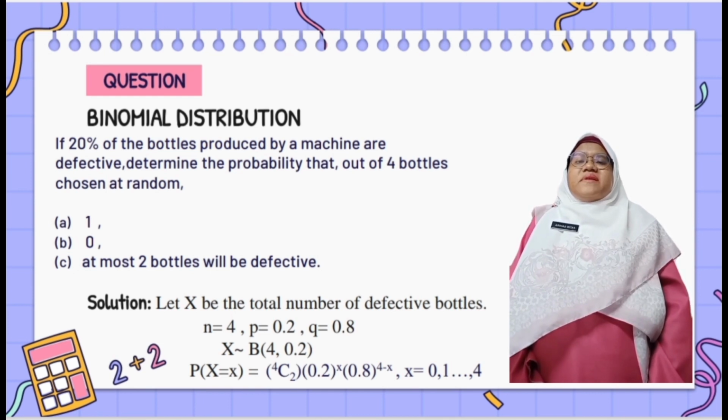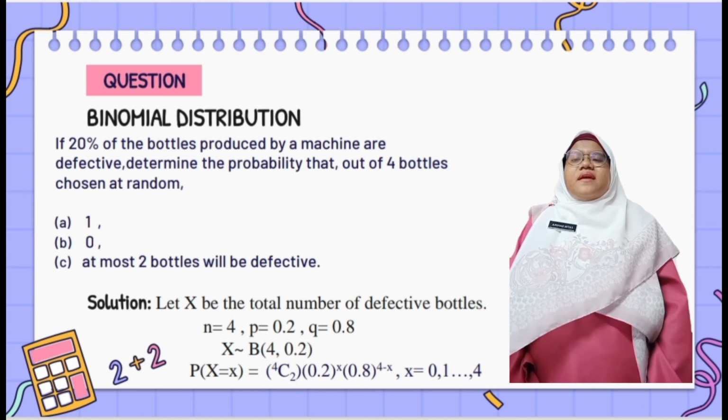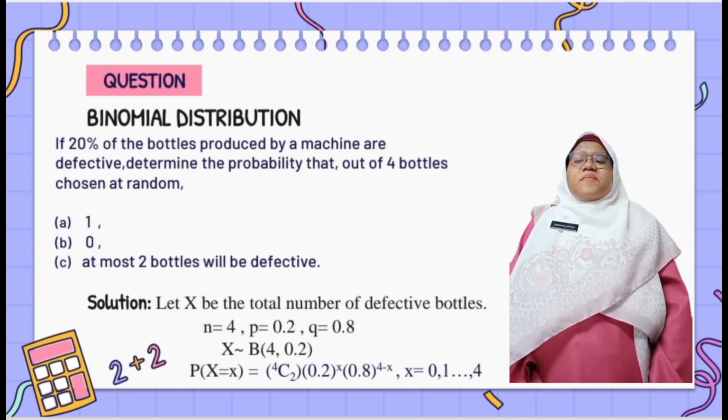X is a binomial distribution with parameters n and p. n is the total number of bottles, which is 4. p is the probability of success, which is 0.2. And q is the probability of failure, which is 0.8. Denoted X approximately B(4, 0.2).